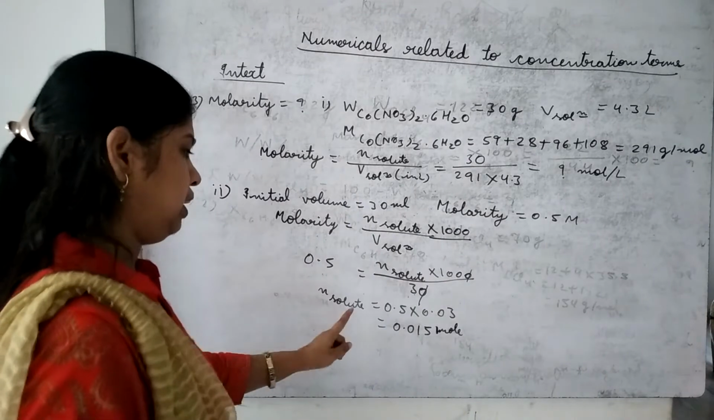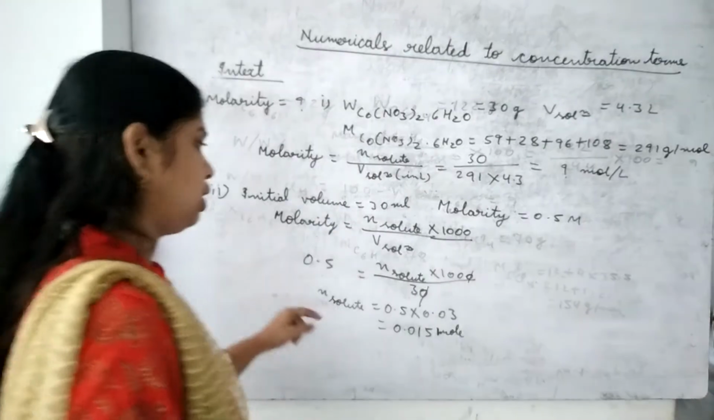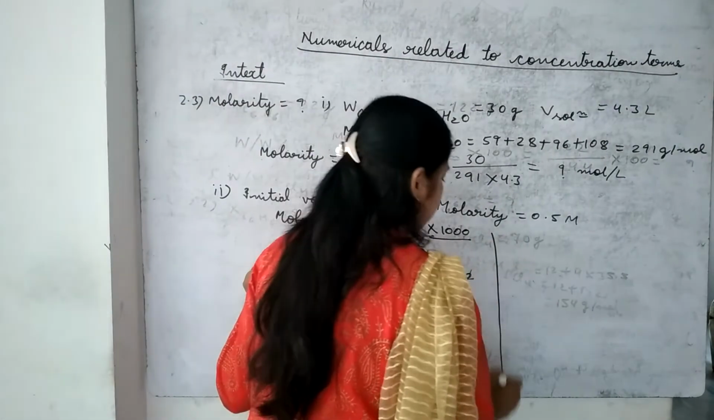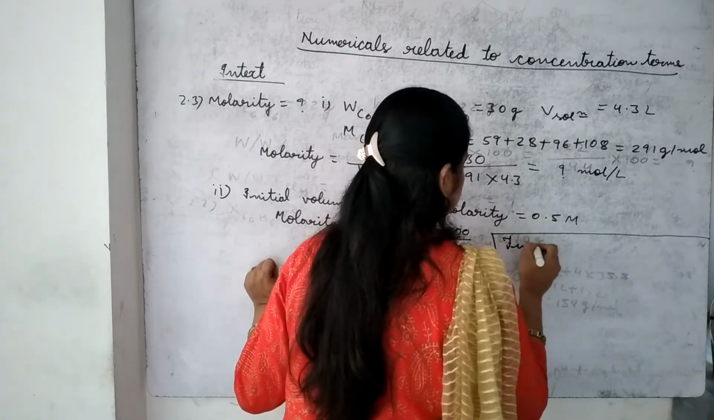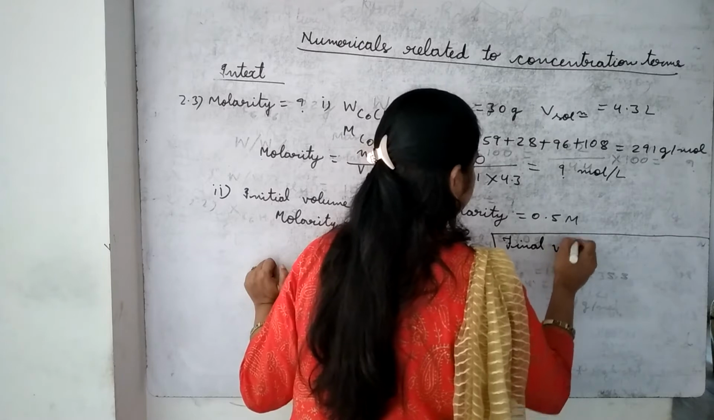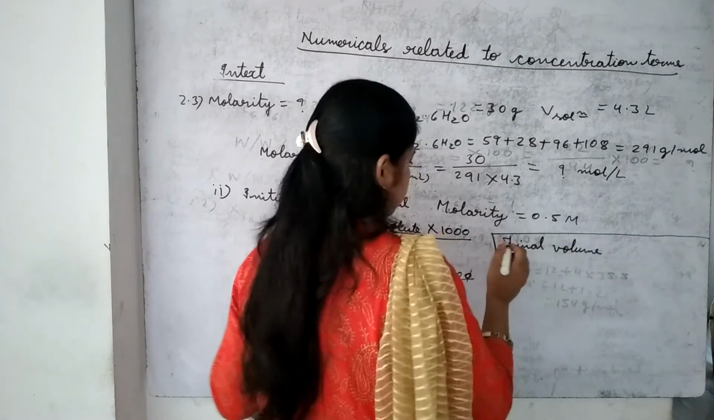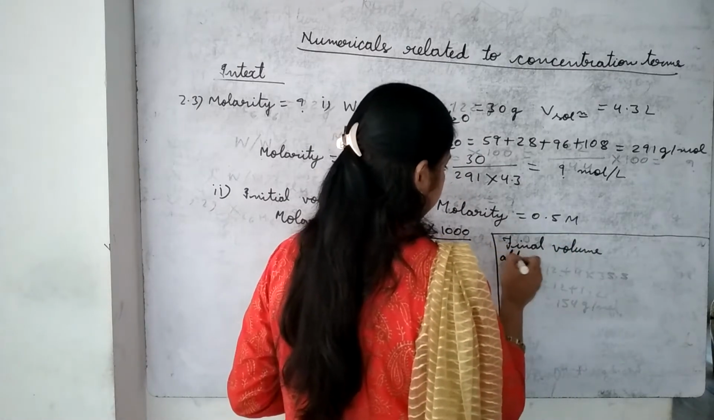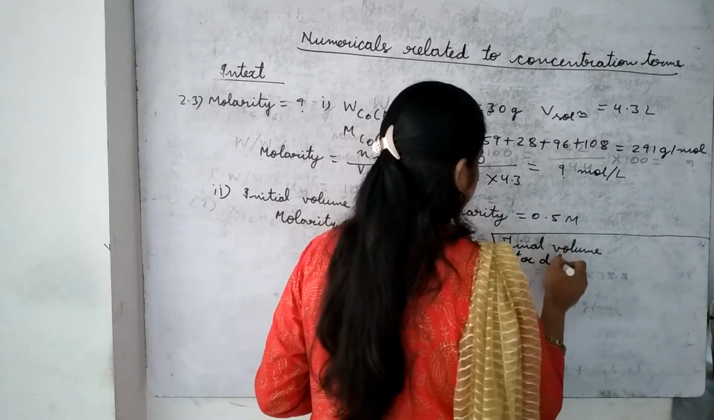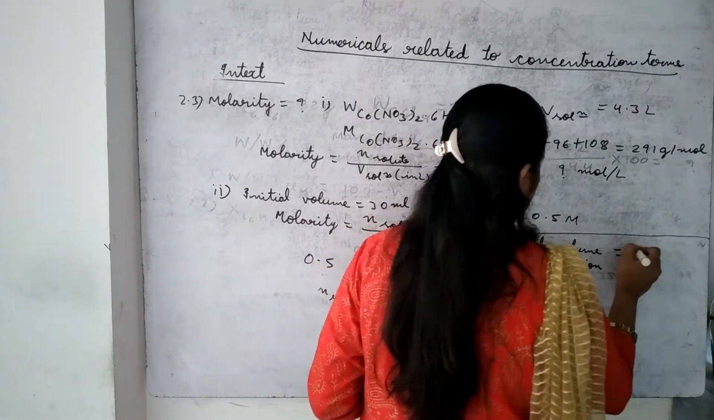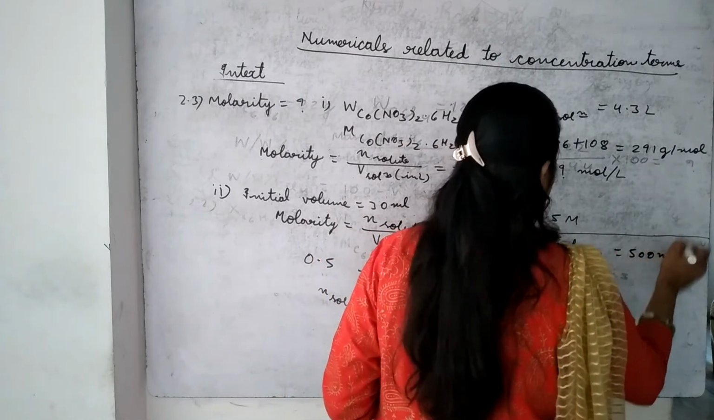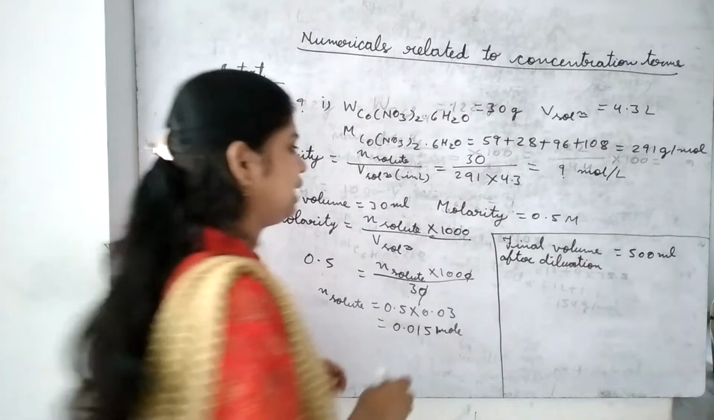Now here we got the number of moles of solute and the volume of solution. The final volume of solution is given, the final volume after dilution, 500 ml. So through this we'll find the molarity.